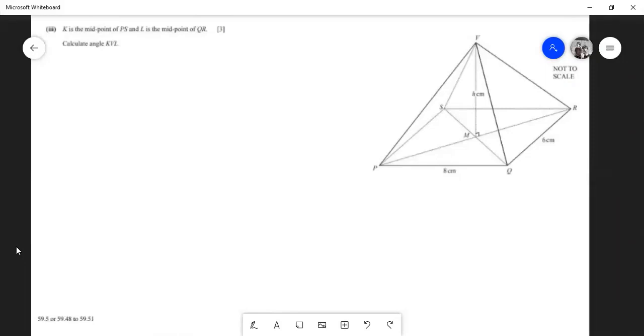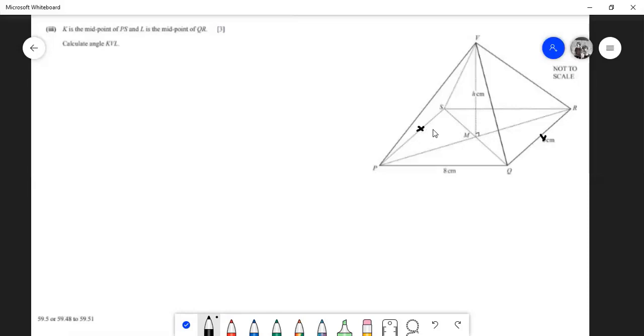And the next question we have is question K. They say K is the midpoint of something. Calculate KVL. How many marks? 3 marks. So they want you to find where my K is. K is the midpoint of PS and the midpoint of QR. Oh, okay, they are looking at this, the middle there. So they want to find the angle KVL. So K should be somewhere between here.